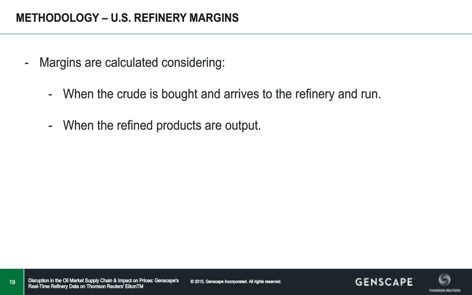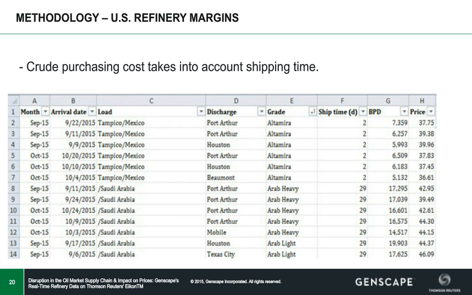This is right here just a snapshot of a part of my model. You can see the month, the arrival date, the load port, and the discharge port, and the grade. You can see the ship time is integrated, and the barrels per day. These are all trade flows data. Just wanted to give you an example of how prices are computed.